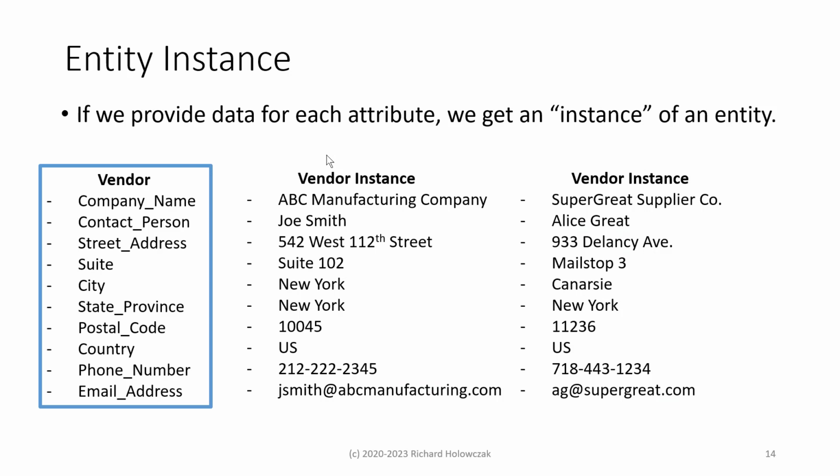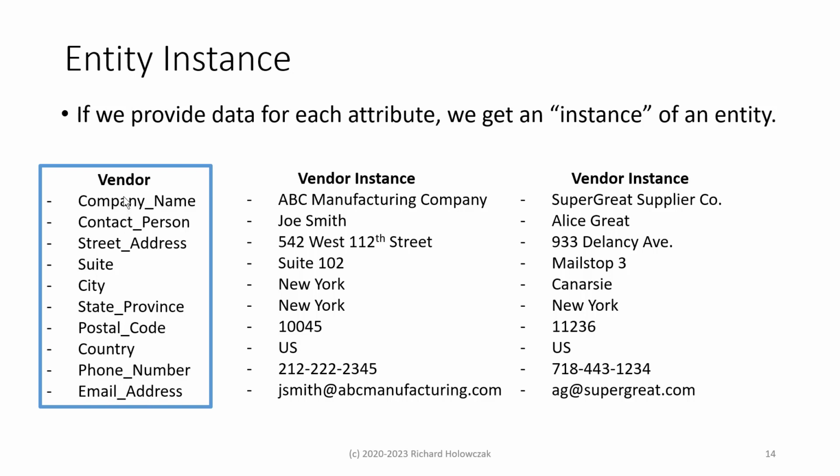Now, let's take a little bit of a side trip and let's talk about what's called an entity instance. And here's how this comes into play. If we look at an entity and its attributes, here I have an entity called vendor. That vendor has a company name, a contact person, a street address, a suite, office suite maybe, city, state or province, a postal code, a country, a phone number, and an email address.